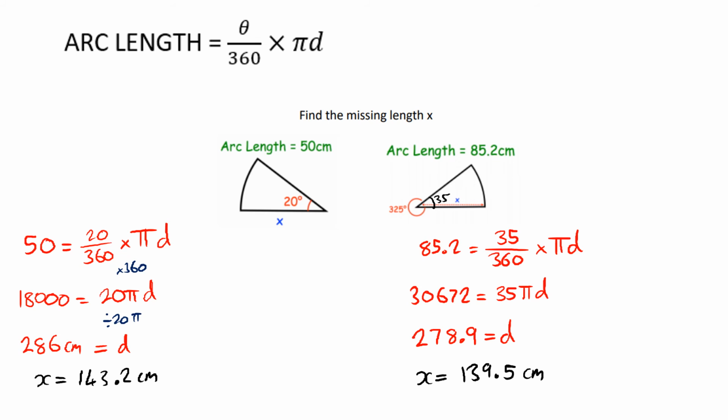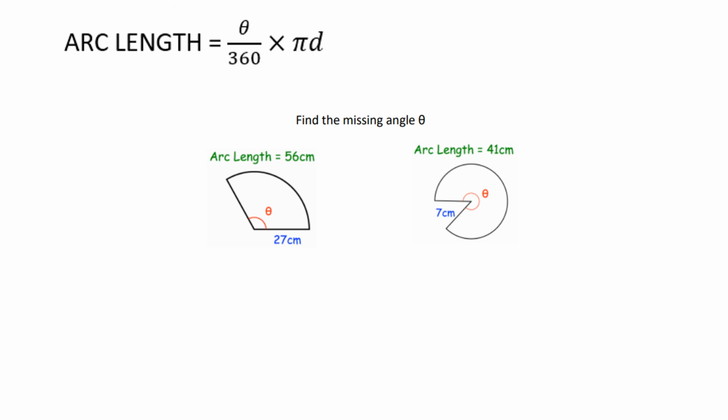Okay, so what else can we do? Well, we can find missing angles. So let's see how we can do that. Use your formula, theta over 360 times pi d. So pi, and we know diameter is 54 in this first case because it's going to be double that radius we can see. And we know that's equal to 56 because the arc length is 56.